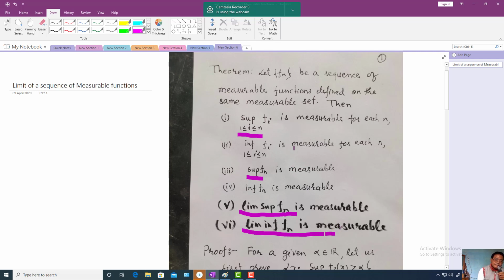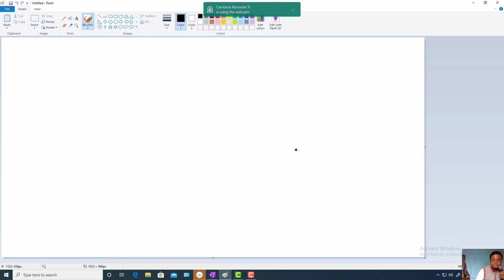So let us briefly recall how we define this supremum, this infimum, and then limit supremum Fn and limit infimum Fn. Let us briefly recall it. So let me open this window here.